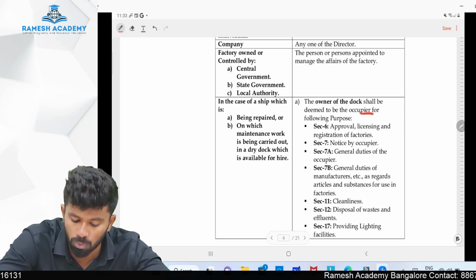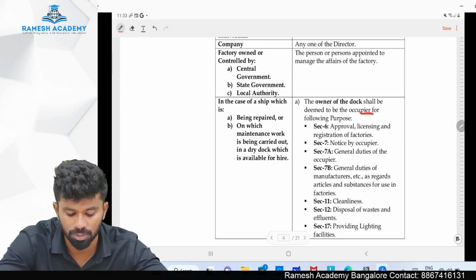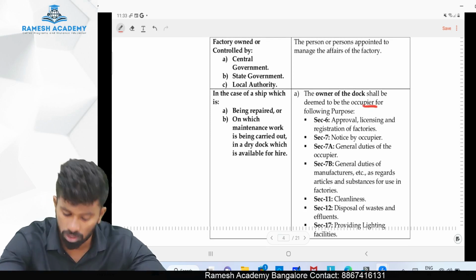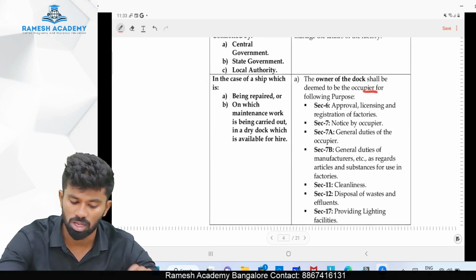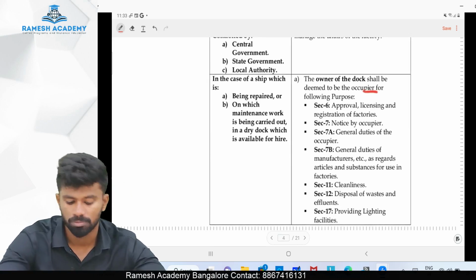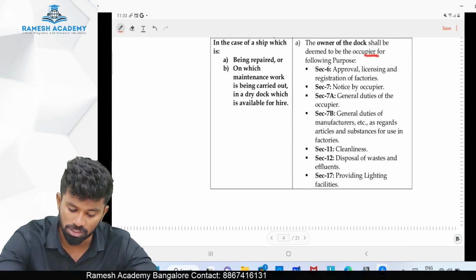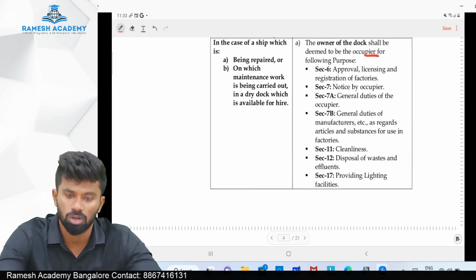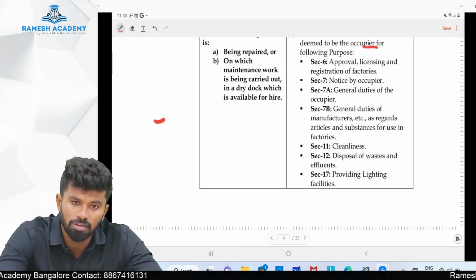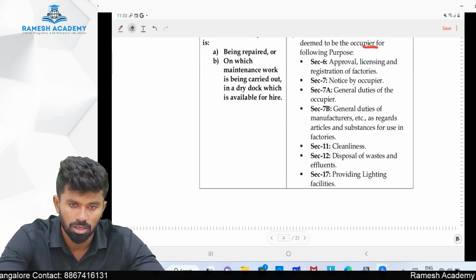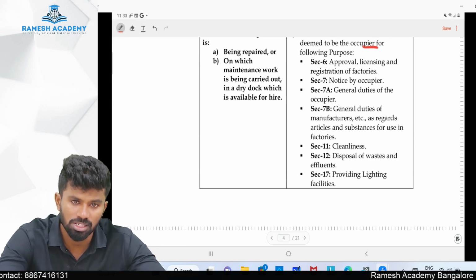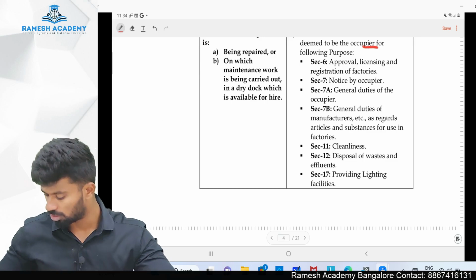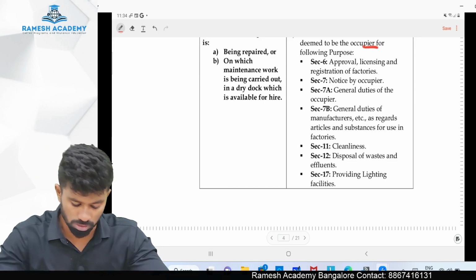That is, for approval of licensing and registration of factories, it is the owner of the dock. Notice by occupier for commencement of business, owner of the dock. 7A, general duties of occupier, the owner of the dock. 7B, general duties of manufacturers, etc., owner of the dock. Cleanliness, it is the dock owner's responsibility. Disposal of waste and effluents, owner of the dock is responsible, that is, he is considered as the occupier. Providing lighting facilities in the dock, who is responsible? Occupier is responsible, that is the dock owner.